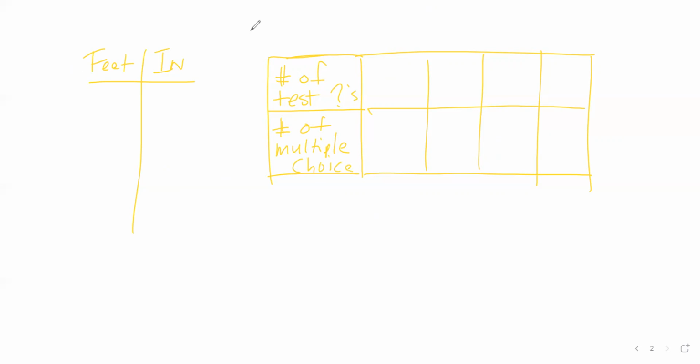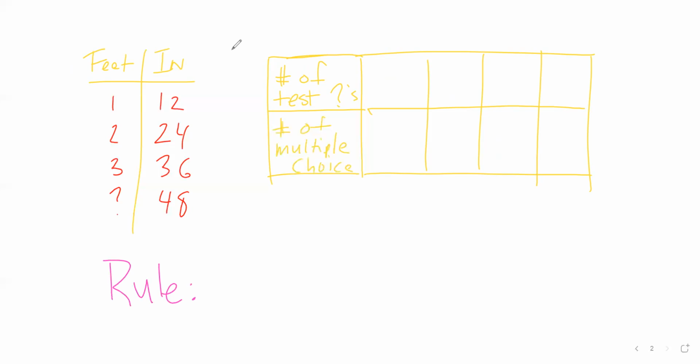So for example, let's go back over to this one. If we have 1 foot, maybe we have 12 inches. If we have 2 feet, we're going to have 24 inches. And if we have 3 feet, we're going to have 36 inches. And then it might be, oh, well, how many feet are in 48 inches? So there's a few things. One, we have to understand what the rule is here. What is the rule that's being stated?